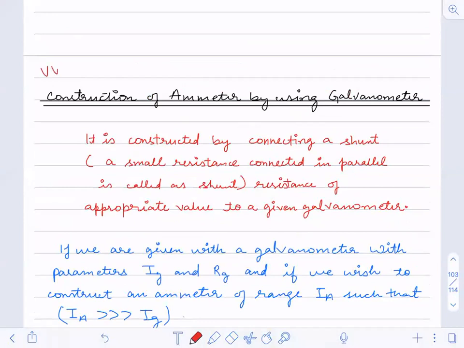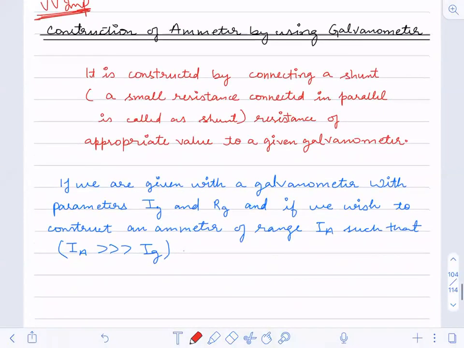Now let us see here. Construction of emitter by using a galvanometer. It is constructed by connecting a shunt. What is shunt? Shunt is a small resistance connected in parallel. So it is constructed by connecting a shunt resistance of appropriate value to a given galvanometer.